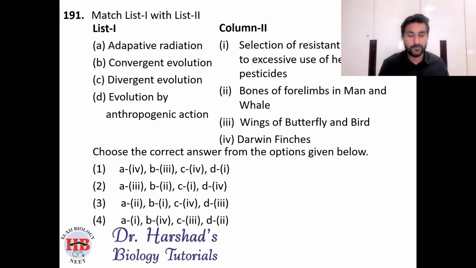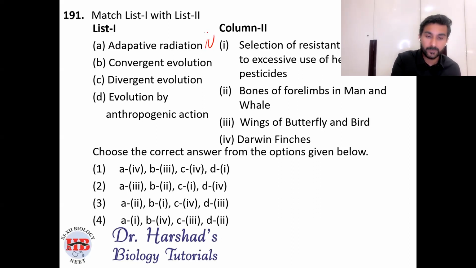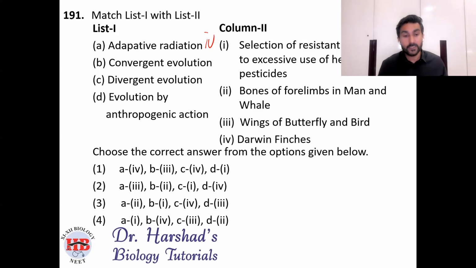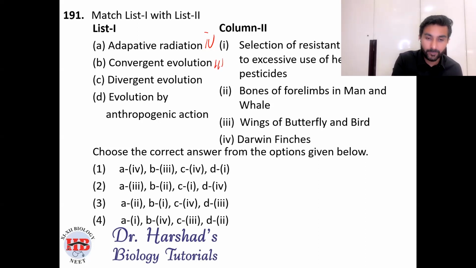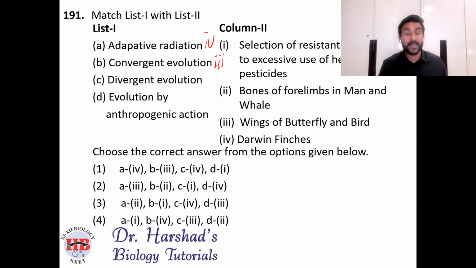This is the match the column from the chapter Evolution, Adaptive Radiation. We have examples of marsupials as well as Darwin's finches. So A will match with the fourth statement. Convergent evolution is responsible for producing organs called analogous organs. That would be wings of butterfly and bird. So statement 3. Divergent evolution leads to homologous organs, which is the forelimbs of mammals. So B, C will match with 2.